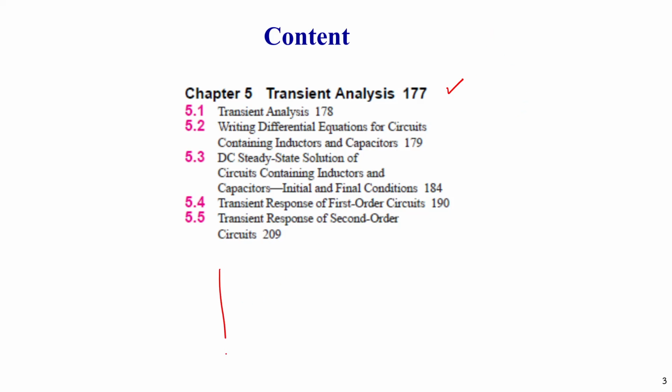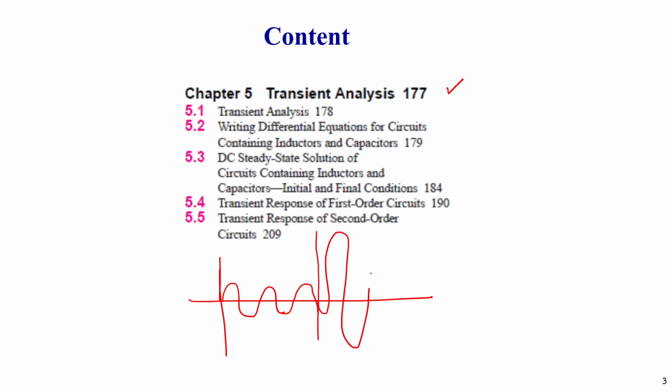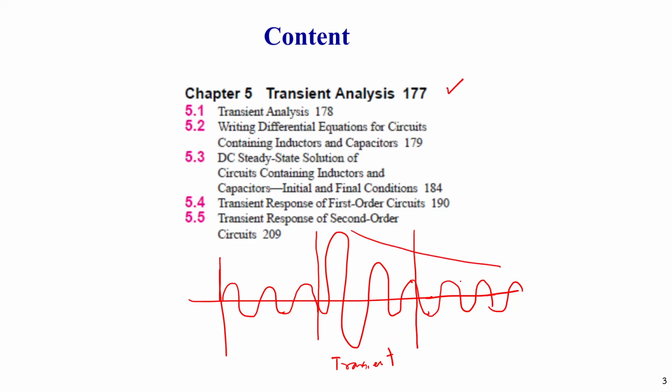For example, if we have current flowing in the system and something changes, the current will change, and then it will come back to the normal state. This period we call transient. And after some time it comes to steady, we call this state the steady state.